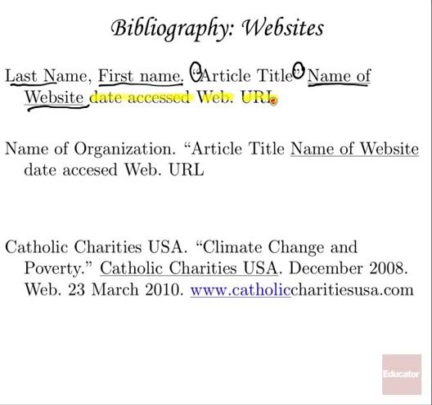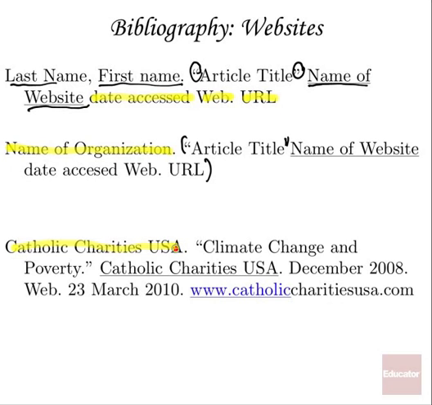A lot of the times, though, with websites, we don't know the name of the author. So what we do is we just write down the name of the organization, and then the rest of it is cited just like before. Article title, name of website, date accessed, web, URL. Here's an example of a website citation, and I don't know the author's name, but I do know the name of the organization. Catholic Charities USA.